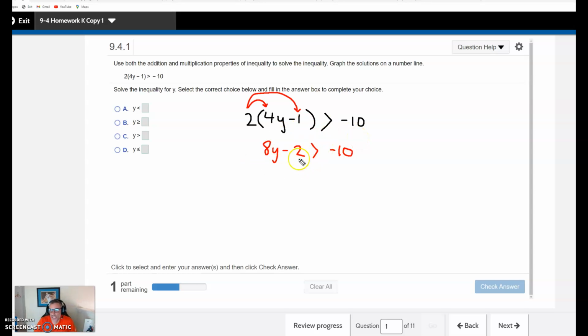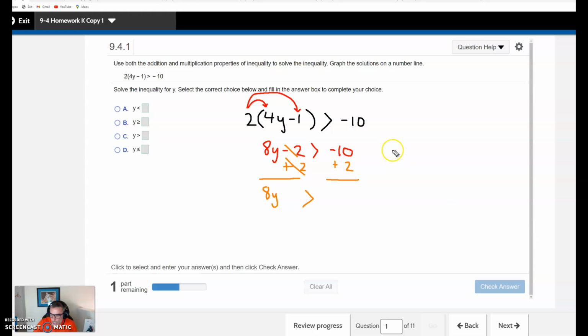Now we have a 2-step inequality, just like you solved in 9-3. Step 1 is to always undo addition or subtraction. Right? So since I have subtraction, we're going to add 2 to both sides. On the left-hand side, I still have my 8y minus 2 plus 2. Those cancel. Is greater than, all right, negative 10 plus 2.